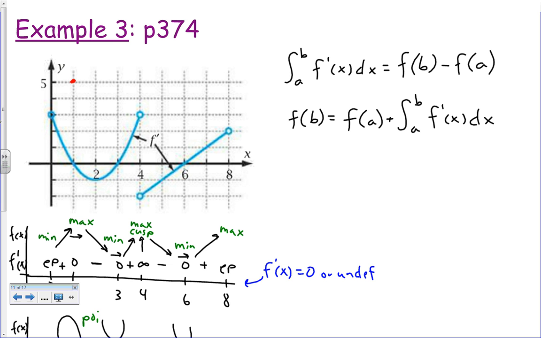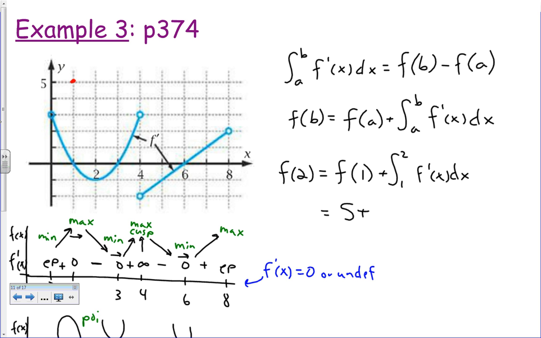I'm going to find out what f of 2 is equal to. F of 2 is equal to, I'm going to use 1 for a, since I know what f of 1 is equal to. They told me that. Plus the integral from a to b, so that's going to be 1 to 2 of f prime of x dx. So f of 1 they told me was 5. And the integral from 1 to 2 is what that should be for the upper bound.